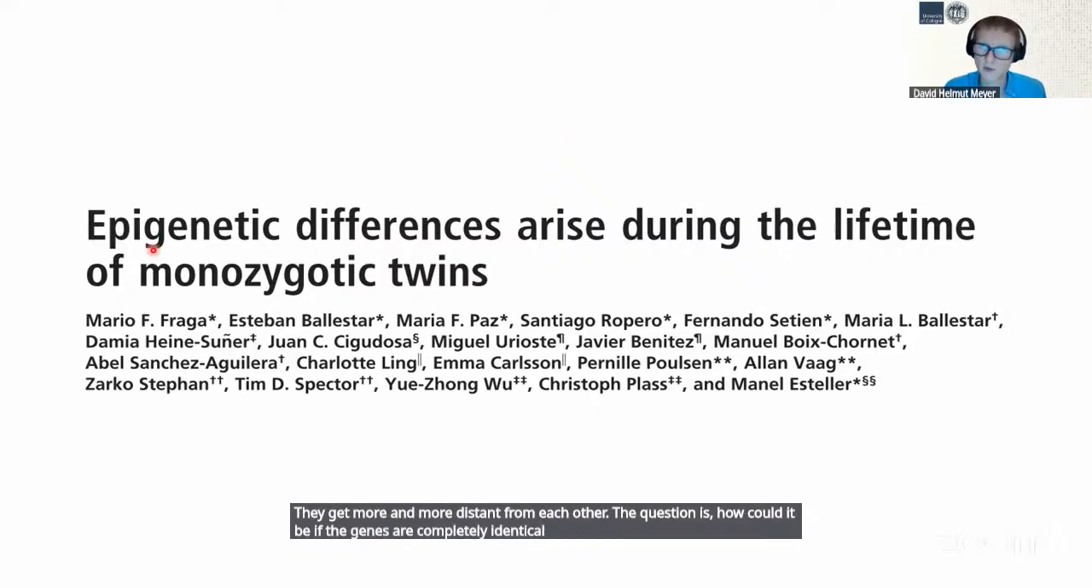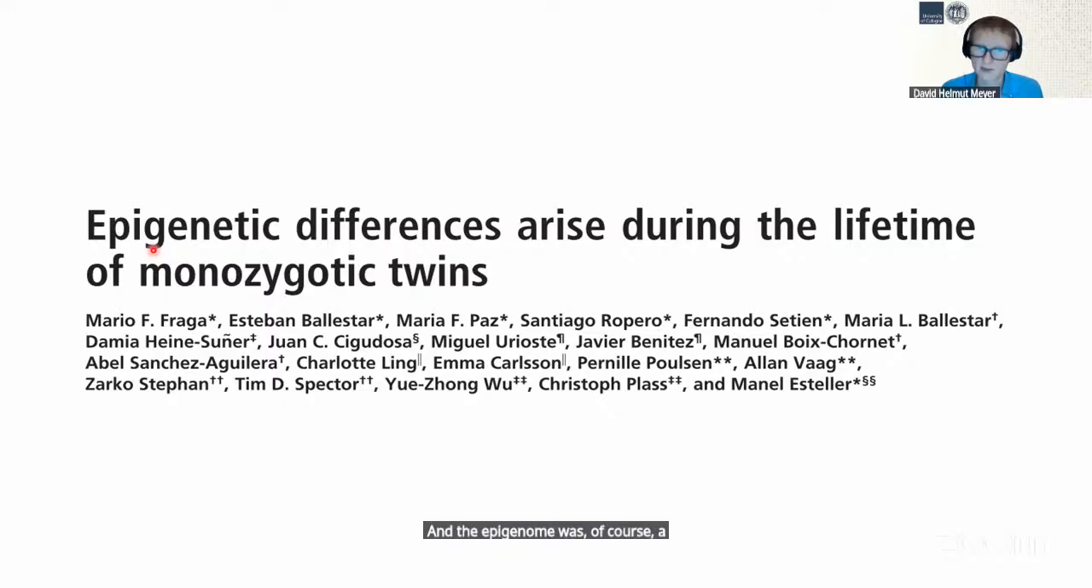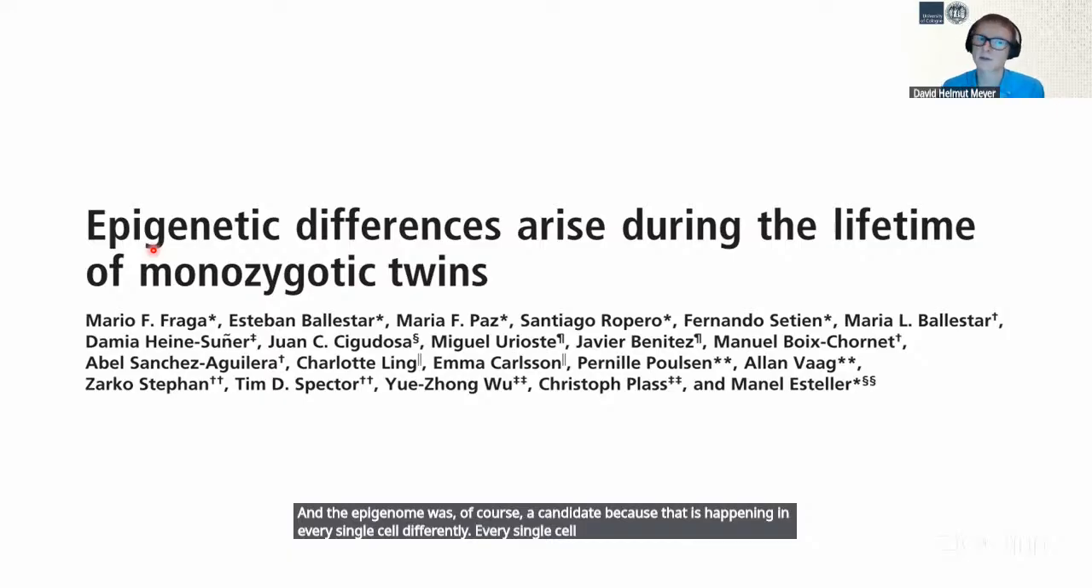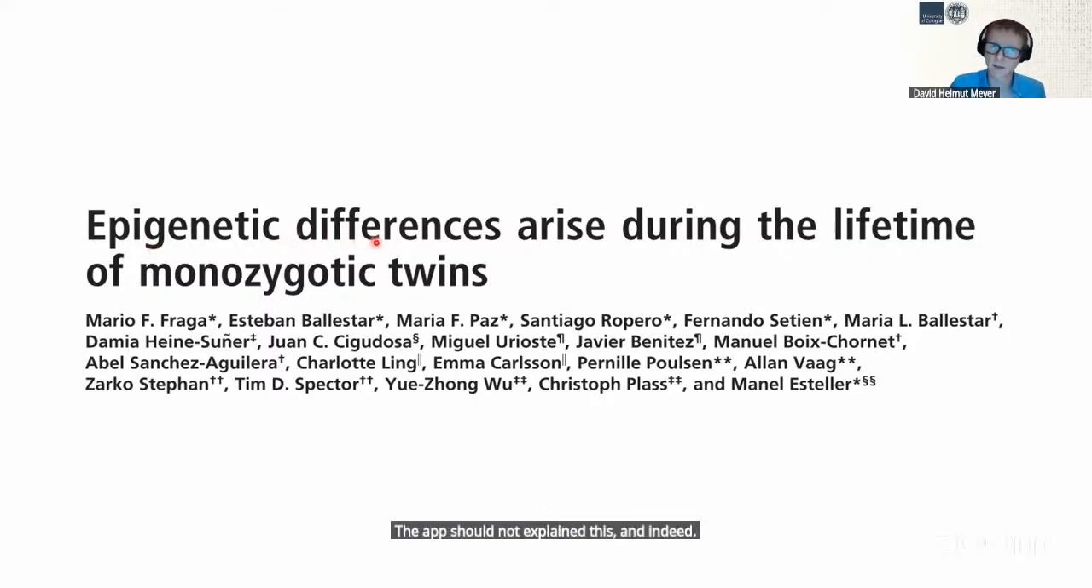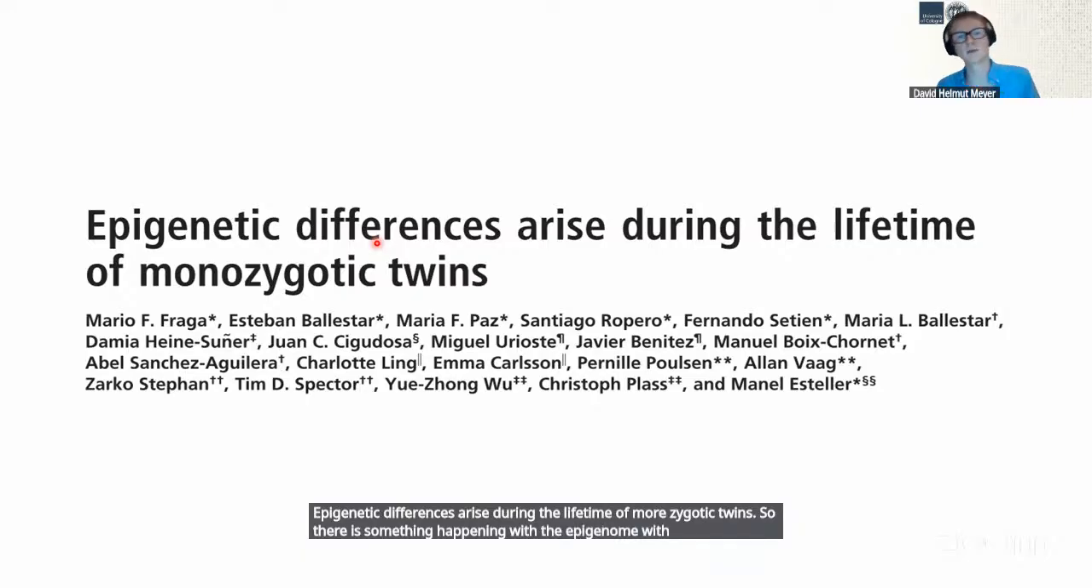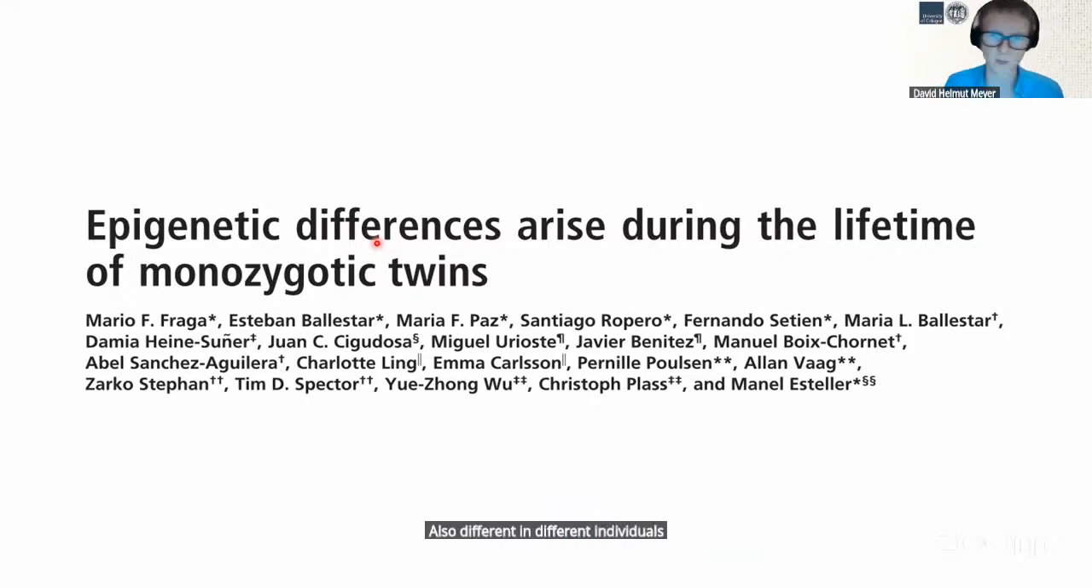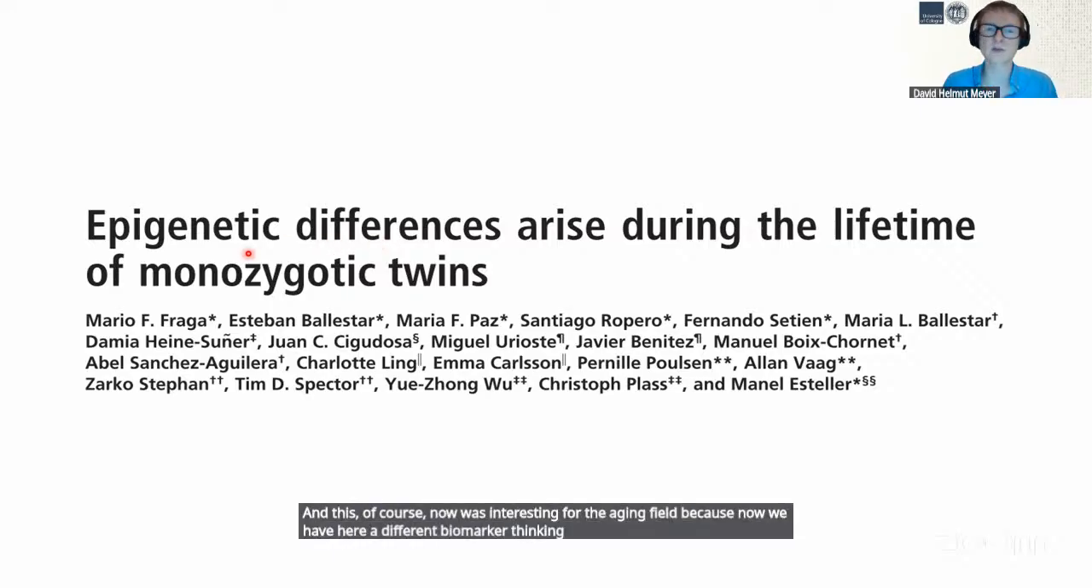And the epigenome was, of course, a candidate, because that is happening in every single cell differently. Every single cell has a different epigenome, and that is also regulated dynamically. So they wanted to check, could the epigenome explain this? And indeed, this is what they found. Epigenetic differences arise during the lifetime of monozygotic twins. So there is something happening with the epigenome with aging. Also different in different individuals, even in different twins. And this, of course, now was interesting for the aging field, because now we have here a different biomarker, the DNA methylation, which seems to change with age.